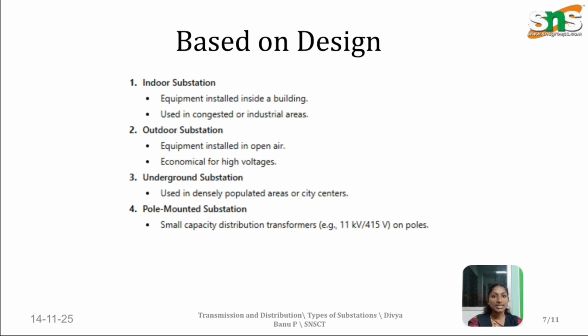So based on the design, indoor, we all know, is inside a building or inside a closed area, whereas outdoor is open to the air. Underground is used when the population is highly dense, so in that area we use underground substations. And pole mounted is used when there is a small capacity distribution, then we call it pole mounted substations.